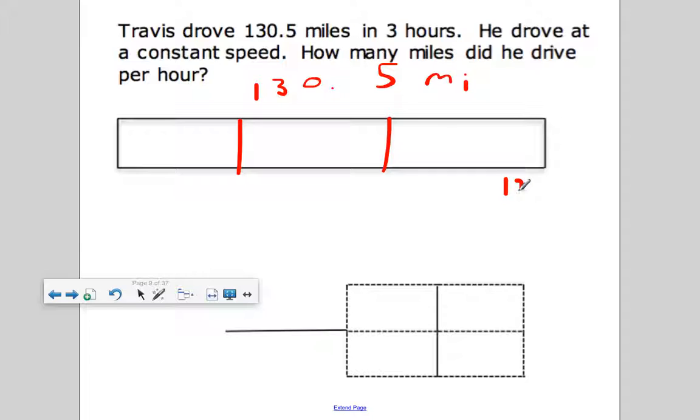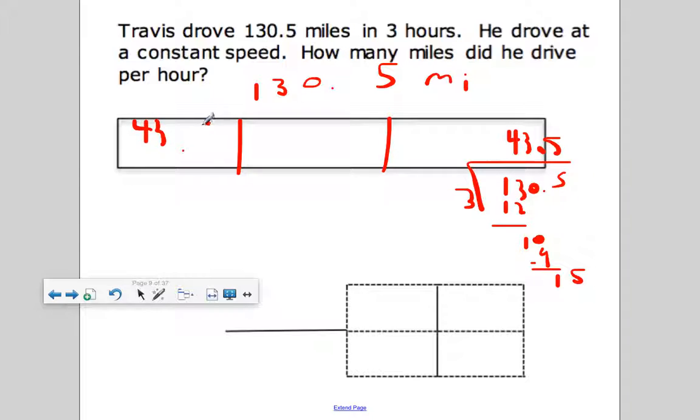So as I look at my bar model, I have to divide this. How many 3's go into 13? 4 times. Because 3 doesn't go into 1, that's why I just skip that. How many 3's go into 10? 3 times. That's 9. You have a remainder of 1. Bring down the 5. Don't forget that decimal point. Line them up. How many 3's go in 15? 5 times. So it's 43 and 5/10, or 43.5 miles for each hour.